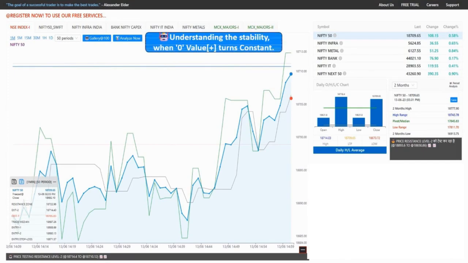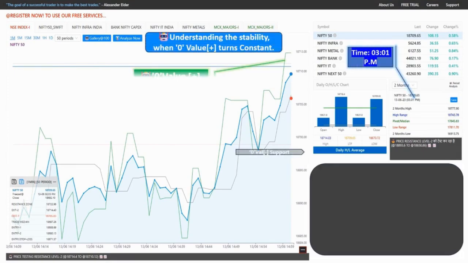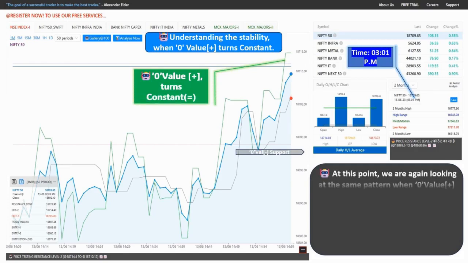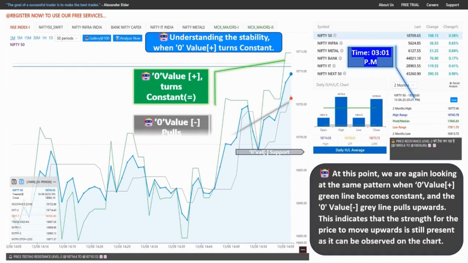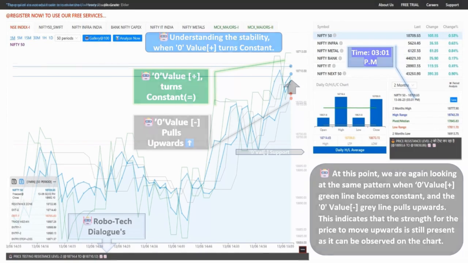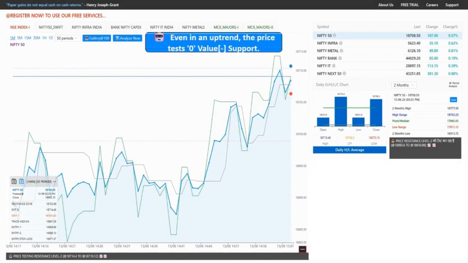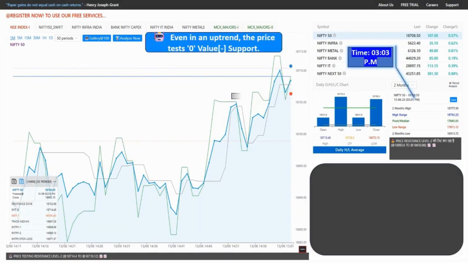Understanding the stability when zero-value plus turns constant. At this point, we are again looking at the same pattern when the zero-value plus green line becomes constant, and the zero-value minus gray line pulls upwards. This indicates that the strength for the price to move upwards is still present, as it can be observed on the chart. Even in an uptrend, the price tests zero-value minus support.